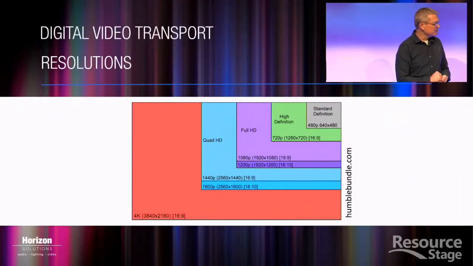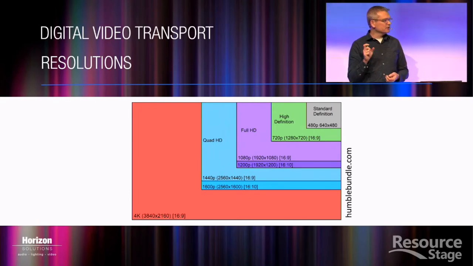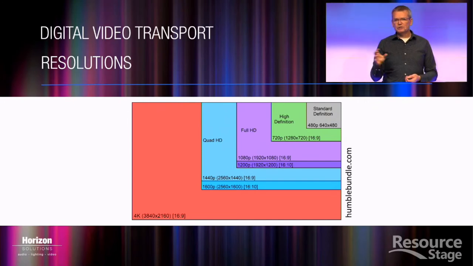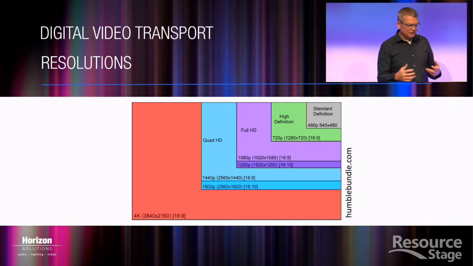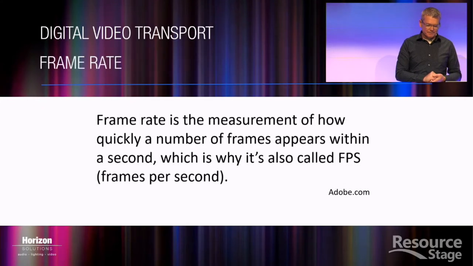Okay. So whenever you take a look at these things, it doesn't show it on this chart, but you're often going to see a number behind the resolution. So everything that we're talking about tonight, you're going to see a number that might be a 30, might be a 60. If you are a gamer, you might be trying to buy a monitor that's a minimum of 120 hertz, okay? That kind of a thing. And that number means something. So there's two different numbers we need to talk about. The first one is frame rate.